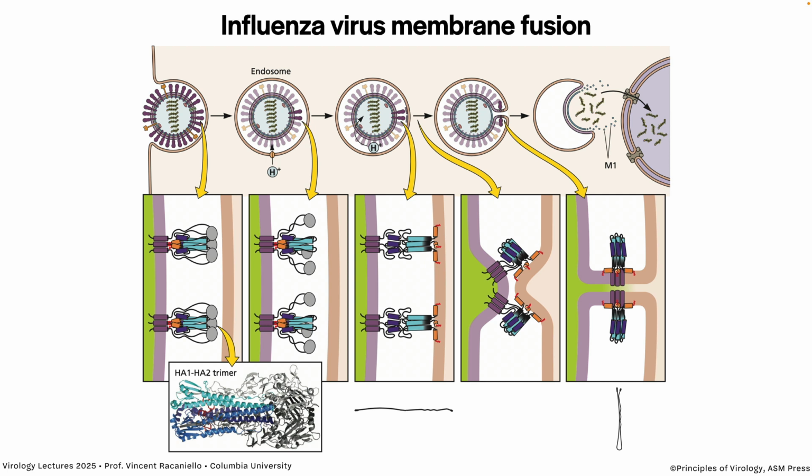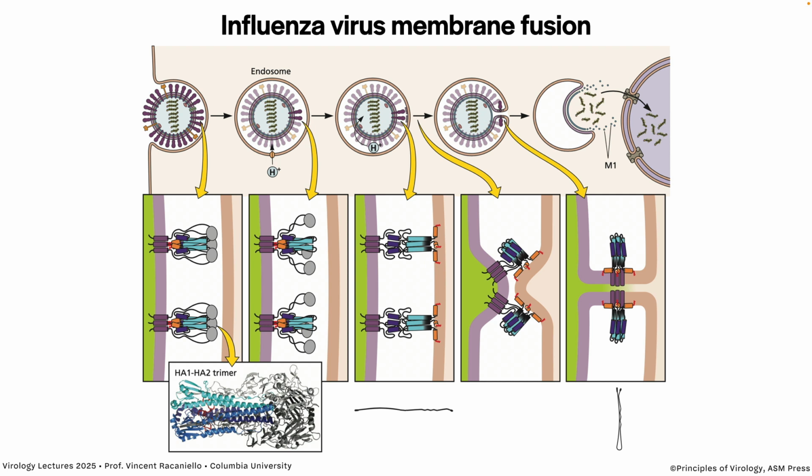As the particle moves into the endosome, the pH drops. It's a normal process. Protons are pumped into the endosome. As the pH drops, the HA reorients and the fusion peptides get thrust up into the cell membrane. So they go from near the virus membrane up into the cell membrane, very much like HIV we just talked about.